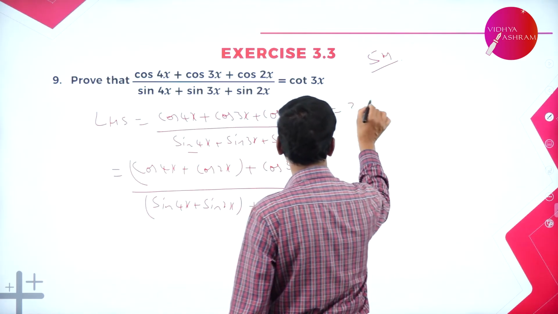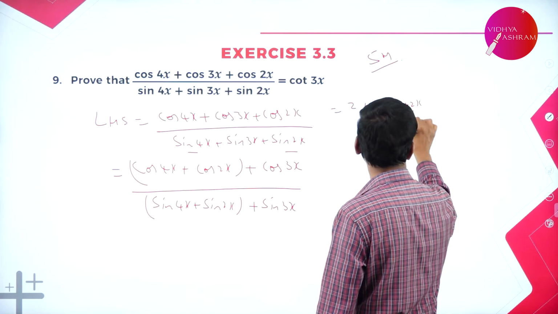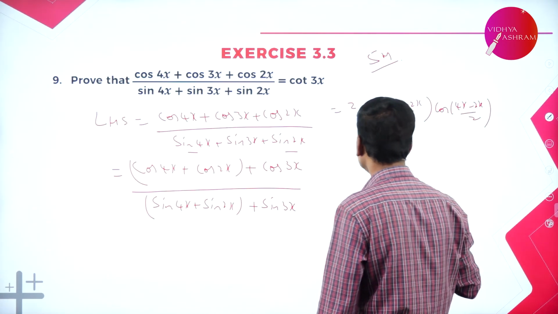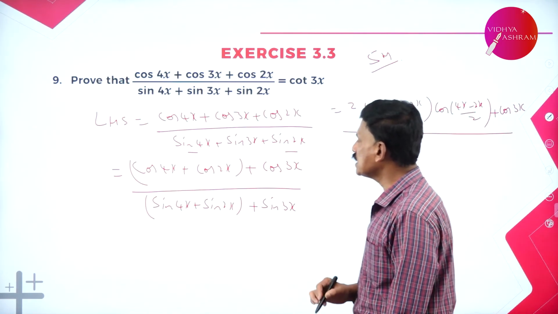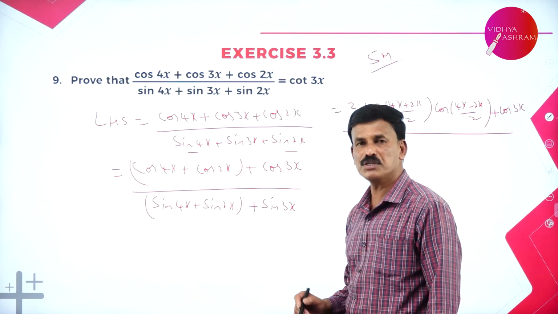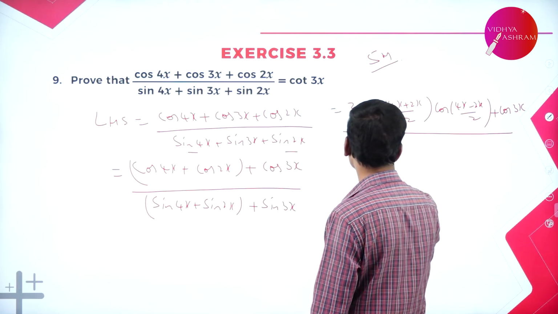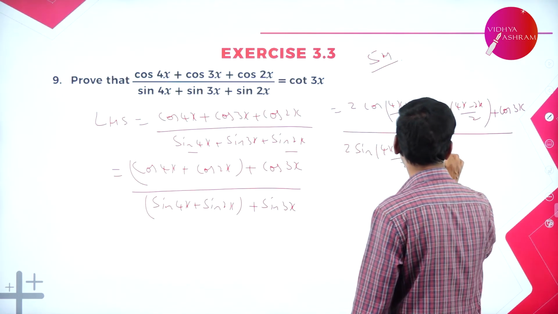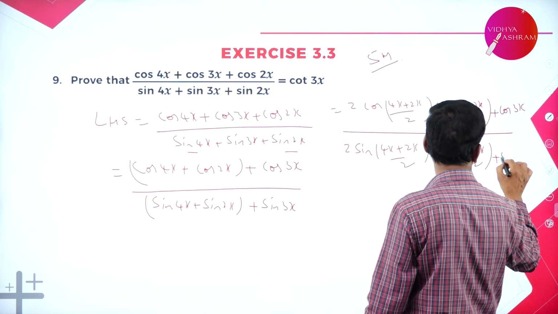So this can be written as 2 into cos of (4x plus 2x) divided by 2 into cos of (4x minus 2x) divided by 2, plus cos 3x as it is. Whole divided by, in the denominator, sin C plus sin D plus sin 3x. Now what is sin C plus sin D? Sin C plus sin D is 2 sin of (C plus D) by 2 into cos of (C minus D) by 2. So this is 2 sin of (4x plus 2x) divided by 2 into cos of (4x minus 2x) by 2, plus sin 3x.